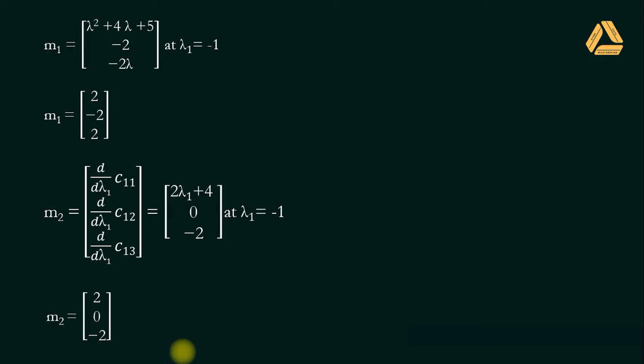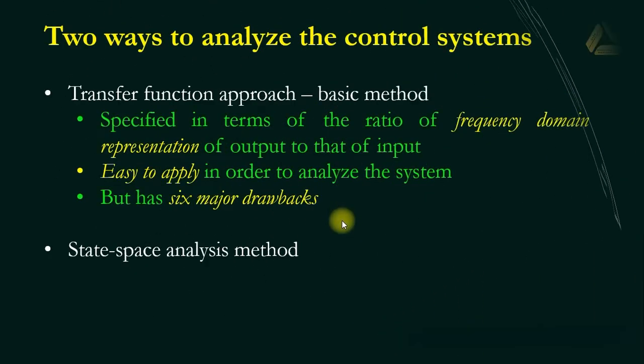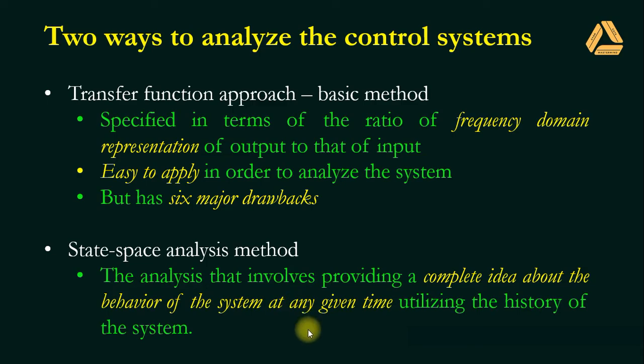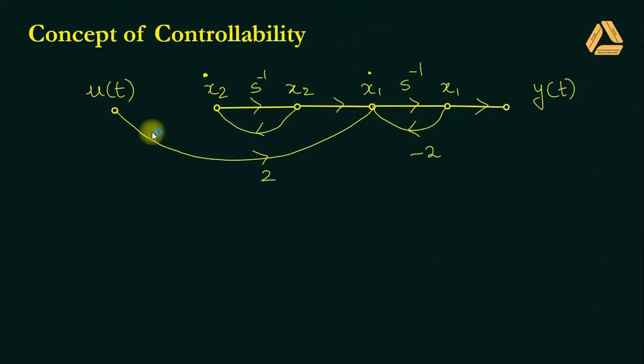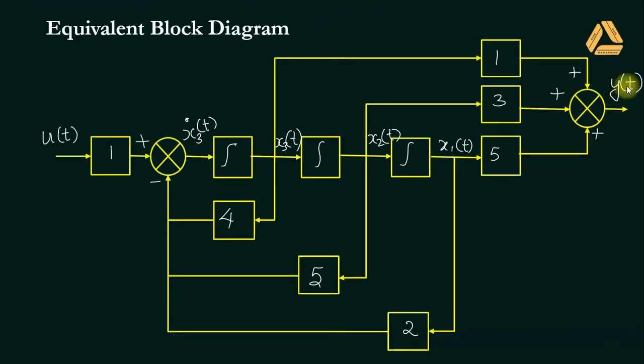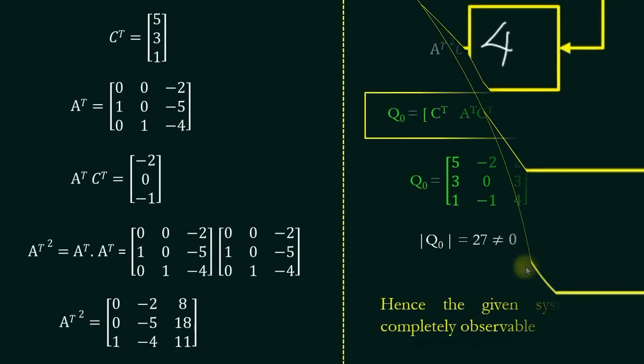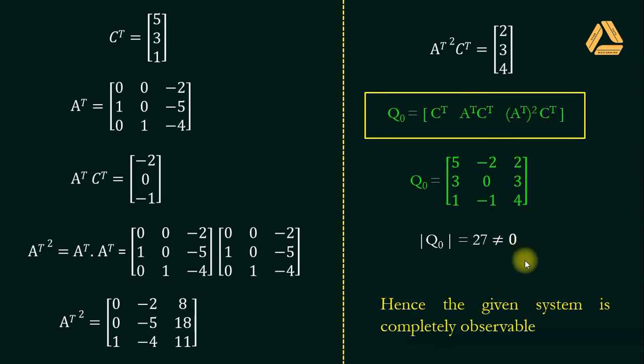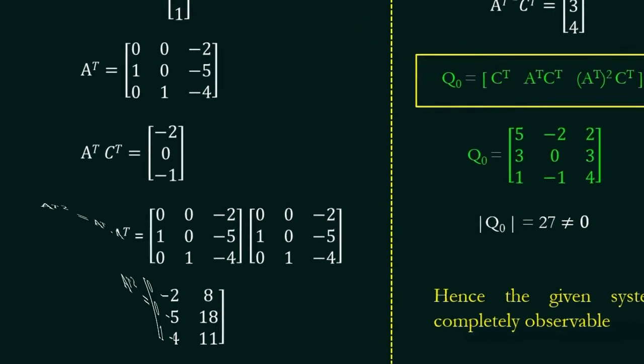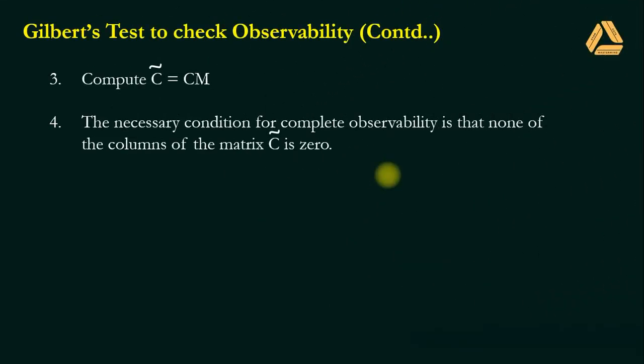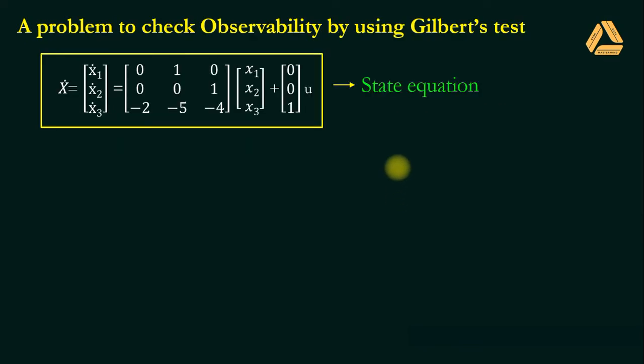For when the eigenvalues are repeated, you have to differentiate the cofactors which you got from the first eigenvalue. It has some major drawbacks, whereas the state space analysis method gives a complete idea about the behavior of the system at any given time utilizing the history of the system. So that is a major advantage. If you see from this diagram, u of t is able to control only x1 of t. That is, the output is given by the weighted sums of x1 of t, x2 of t and x3 of t. Finding the determinant, it is found to be 27, which is not equal to 0. Hence, you can say that the given system is completely observable. If it is not 0, then only you can say that the system is completely observable. It's better understood by solving the problem here.